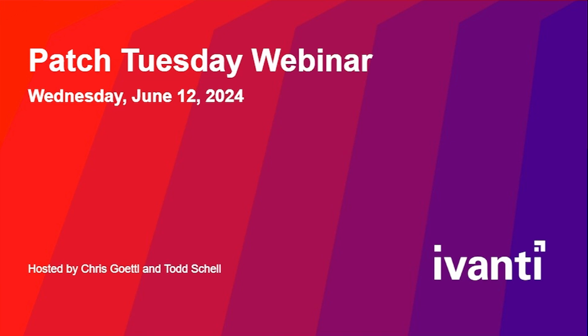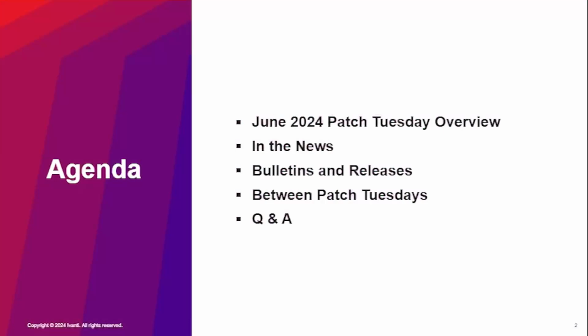All right, with that, we're going to move ahead. June 24, Patch Tuesday. We've got a little bit of news lineup. We're going to go through the bulletins and releases. Todd will walk us through, talk about known issues and other things that you may want to know about each of the updates. We'll also talk about what we refer to as between the Patch Tuesdays.